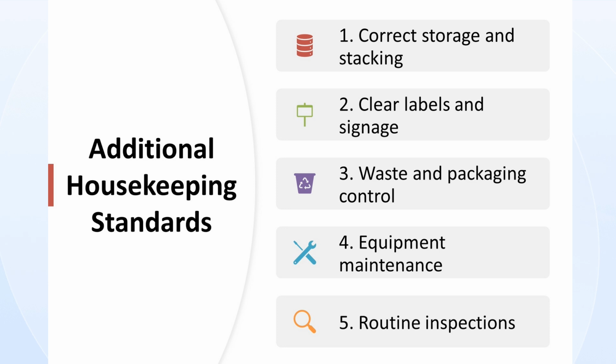5. Routine inspections and reporting find problems early. Housekeeping includes regular checks, floor condition, racking condition, lighting, signage, fire equipment access, and cleanliness. When something is wrong, it must be reported and fixed before it becomes a bigger incident.